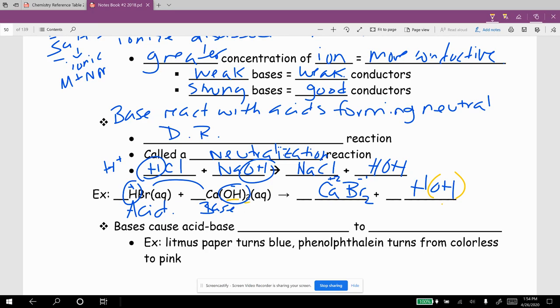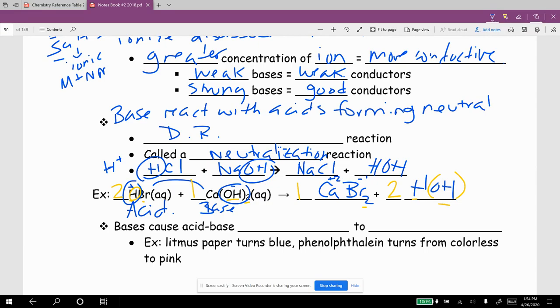So I have 2 OHs on the left-hand side, but only 1 OH on this side. So I have to make this 2 OHs. But now I have 2 H's. So now I need to make this H also equal to 2. So I'll put a 2 in the front. And so now I have 2 bromines and 2 bromines. And so it all works out nicely in the end. And if you like placeholders, you can put in a 1.